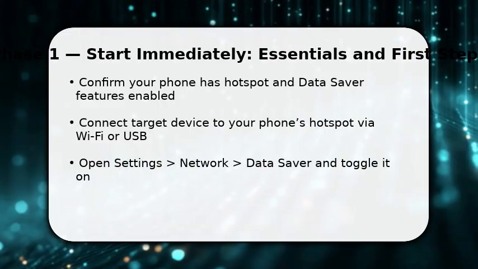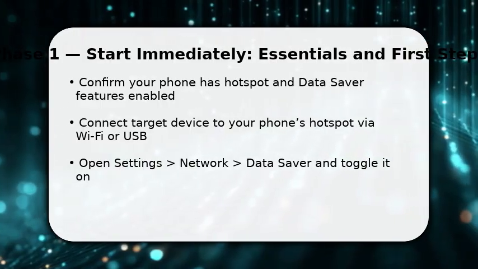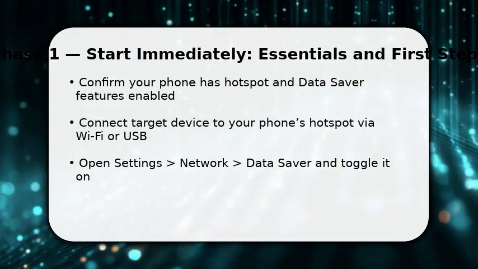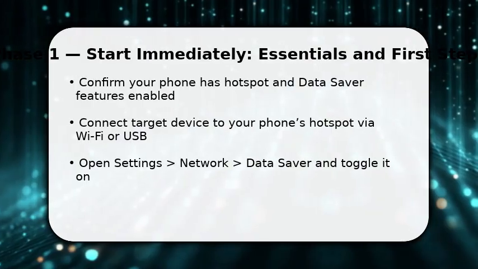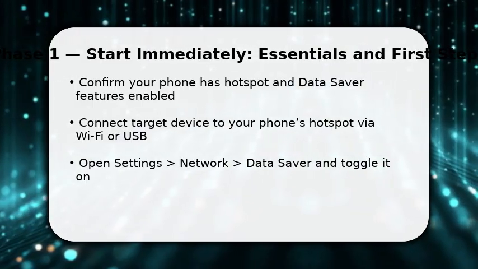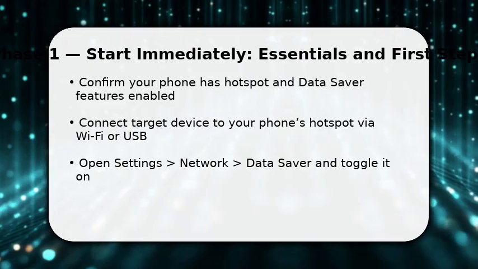Once connected, open Settings, go to Network or Connections, and enable Data Saver so background use is limited. Make sure to permit the Hotspot app to override Saver if prompted. This allows essential traffic through. You're already reducing needless data.